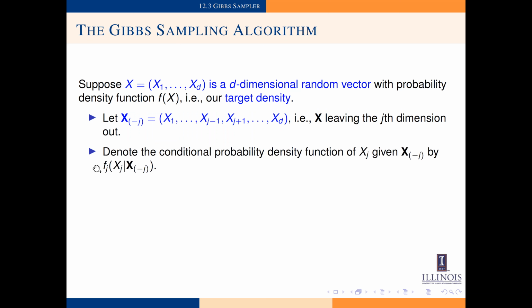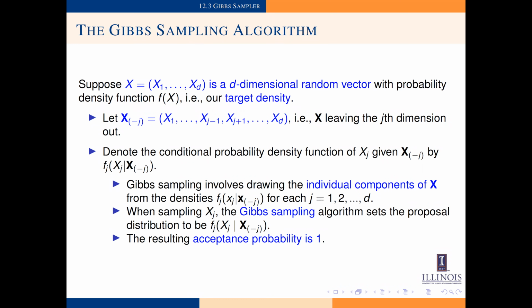By doing this, we will be able to specify the conditional probability density function for xj given the other dimensions x minus j. Let's denote the conditional distribution of xj given the rest of the dimensions by fj of xj given x minus j. Later on, I will just call this conditional density fj.